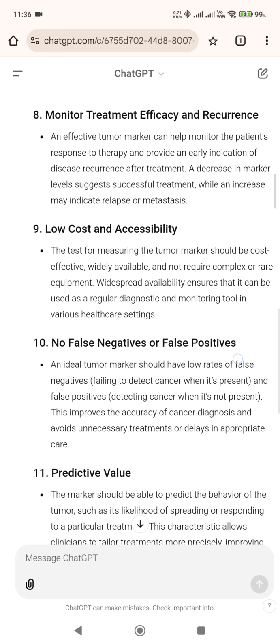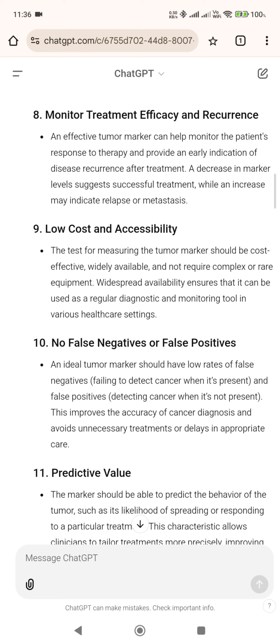8. Monitor treatment efficacy and recurrence. An effective tumor marker can help monitor the patient's response to therapy and provide an early indication of disease recurrence after treatment. A decrease in marker levels suggests successful treatment, while an increase may indicate relapse or metastasis.